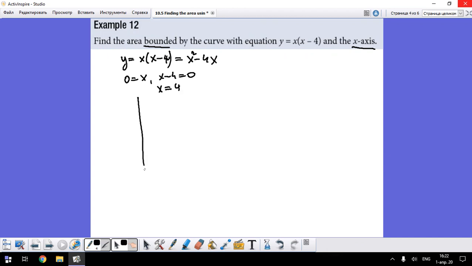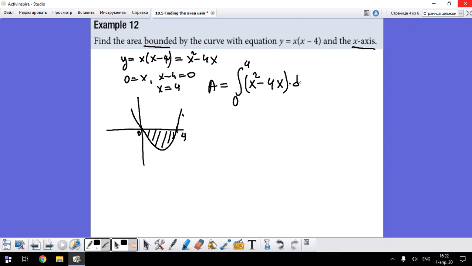So let's draw our graph. There is 0, and the next point is 4. Our graph will approximately be as follows, and we need to find the area bounded by the x-axis and the function. So again we should take the integration first. The area should always be from 0 to 4, and our function is x squared minus 4x, multiplied by dx.